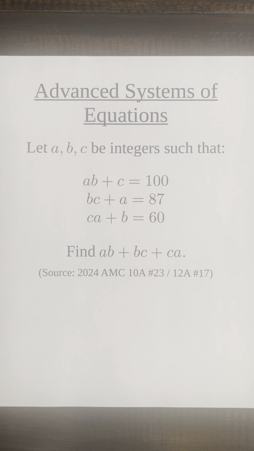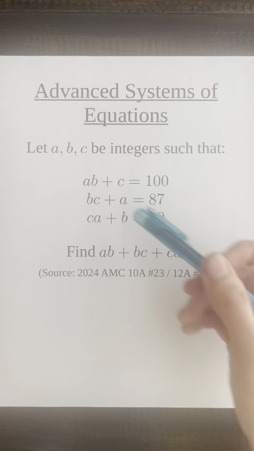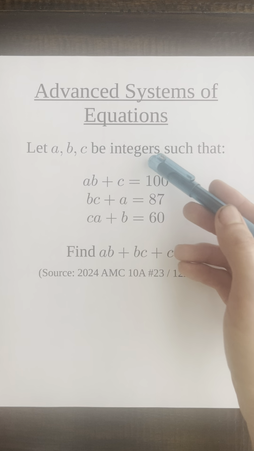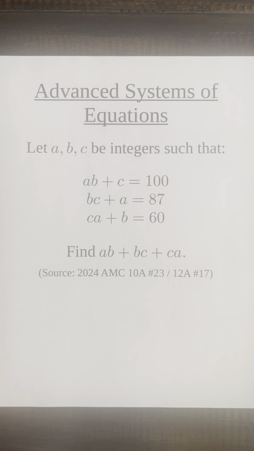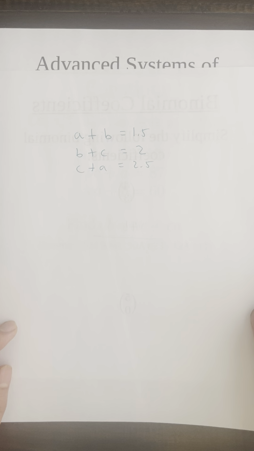Okay, so this is a system of equations, and why is it a system? Because we've got 3 equations and 3 unknowns, a, b, and c. And they tell us that a, b, c have to be integers, and we want to find ab plus bc plus ca. Okay, so we're familiar with solving systems of equations with 3 variables. This is familiar territory.